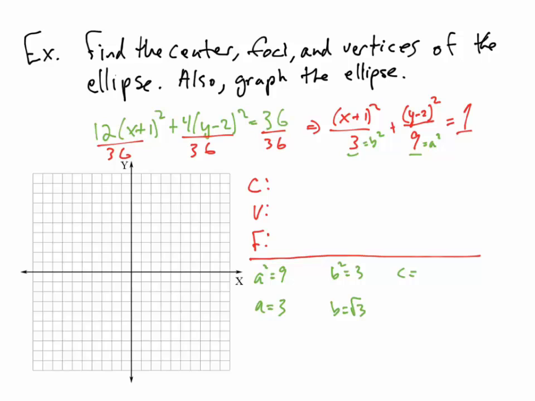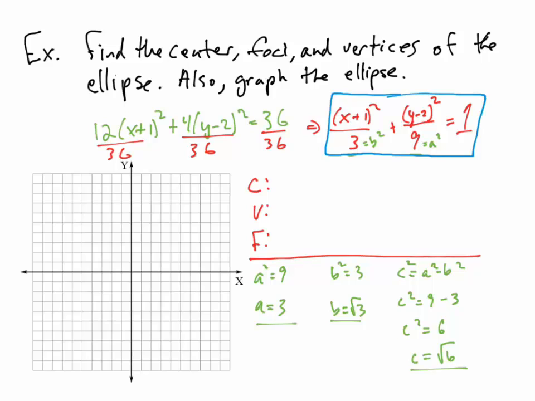And then to find the c value, we solve c squared is equal to a squared minus b squared. We already know a squared, that's 9. b squared is 3, so c squared is equal to 6, giving us a c value of square root of 6. So these values are vital for us in order to find the center, the vertices, the foci, and then come up with the graph. So the center, if we look at the standard equation here, is going to be the h and the k value, so this will be -1, 2.